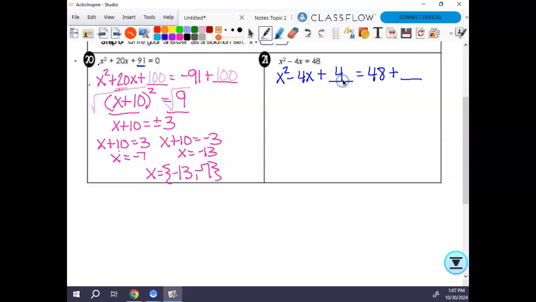4 is one of those numbers that can kind of throw you off because 2 plus 2 is 4, 2 times 2 is 4, 2 to the second is 4. But I want you to notice in these two examples that we did right here, in one of them, the b was positive.